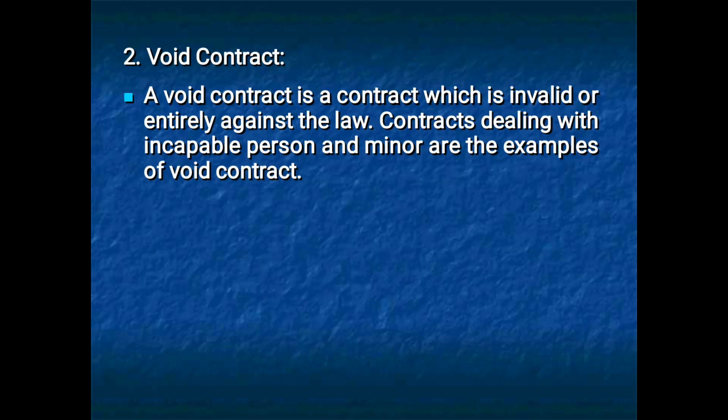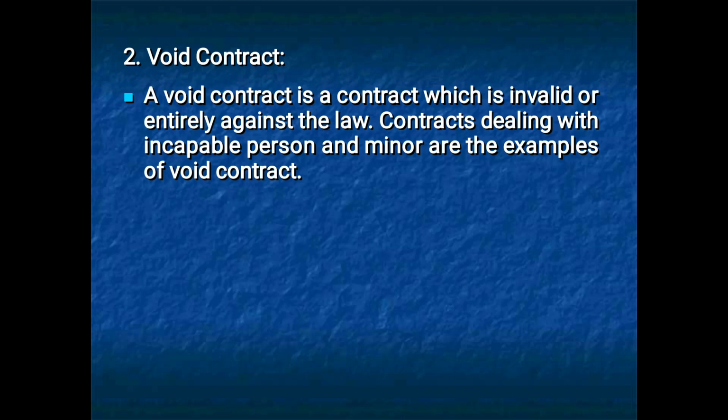Next one is void contract. It is just opposite to the valid contract, that is, an invalid one. The Indian Contract Act 1872 defined the term person, that is, the people who are capable of entering into contracts. So a person of sound mind and major, that is, a person who has attained 18 years of age, is capable of entering into contracts. So the contracts entered with such people only are valid ones.